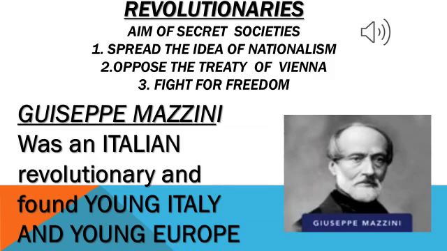Now, children, some revolutionaries like Giuseppe Mazzini formed secret societies, where the aim of these secret societies was to spread the idea of nationalism, to oppose the Treaty of Vienna, and to fight for freedom. This was started by Giuseppe Mazzini. He was an Italian revolutionary, and he founded Young Italy and Young Europe against the monarchs of France.